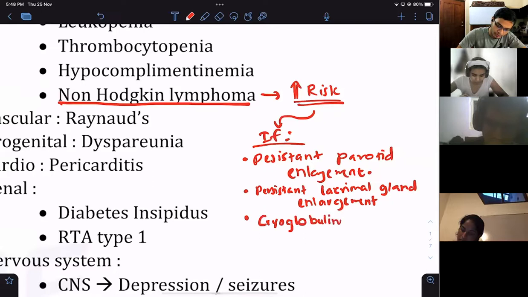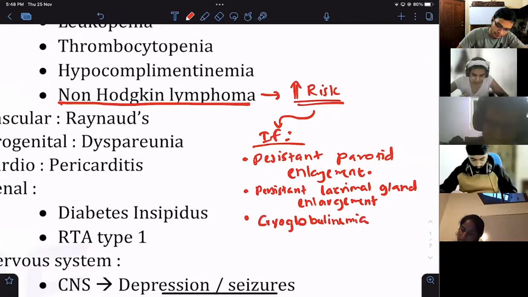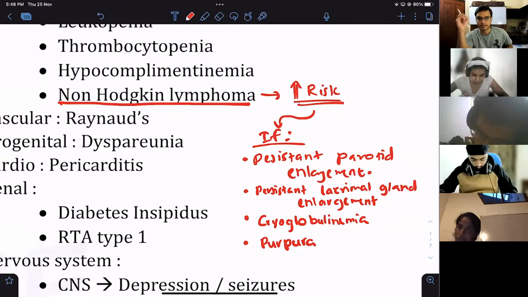And guys, just know there is something called cryoglobulinemia. We will talk about these in depth in the hematology chapter. These are big topics. And then persistent purpura. If these are there, guys, persistent parotid enlargement, persistent lacrimal gland enlargement, cryoglobulinemia and purpura, we suspect non-Hodgkin lymphoma might be there in this Sjogren's patient, and therefore we have to do further testing.